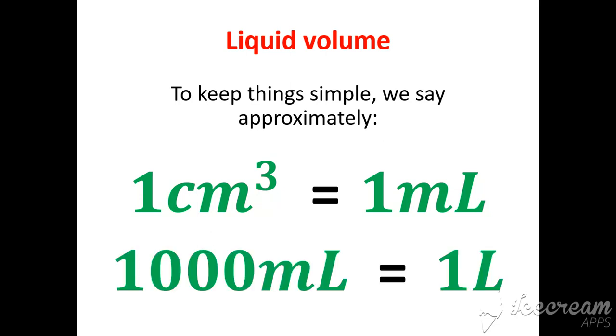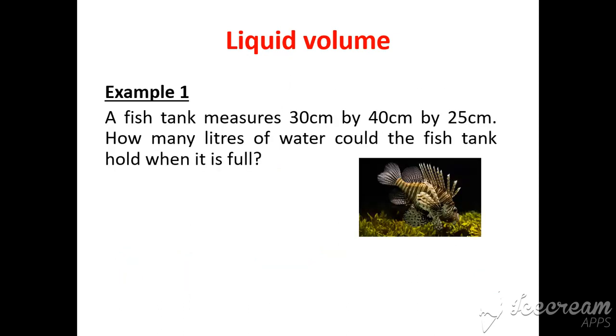Also remember 1,000 mils makes up 1 liter. We need to know that as well. Okay, let's get into example 1. A fish tank. Now, I didn't write it down, but it is a rectangular prism, a cuboid. A fish tank measures 30 centimeters by 40 centimeters by 25 centimeters. How many liters of water could this fish tank hold when it's full up?